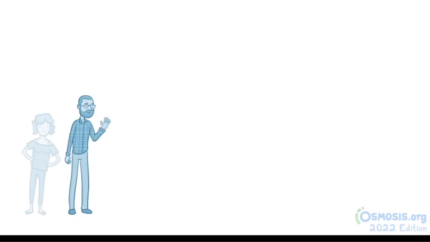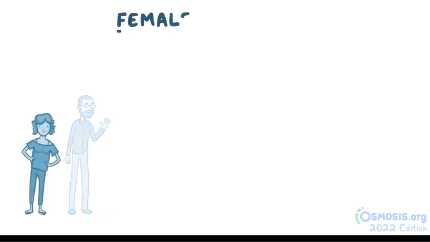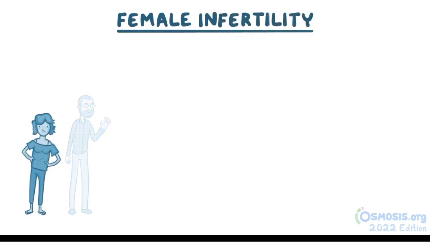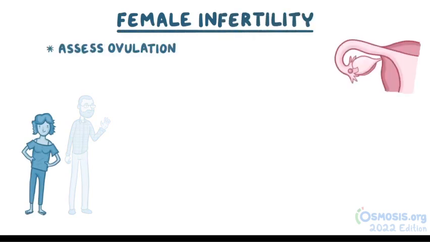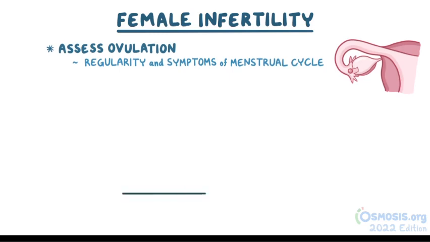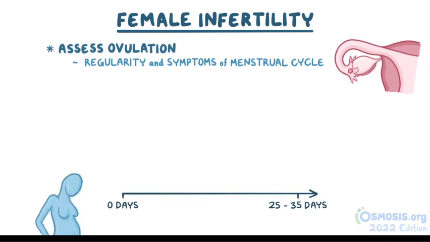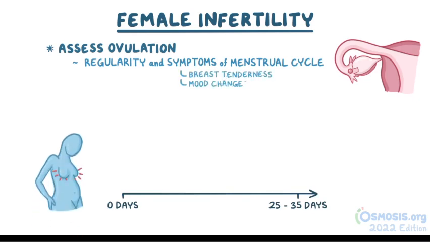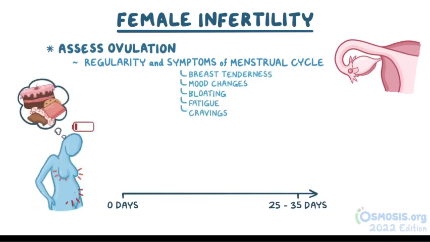Now, remember, there's two sides to the infertility coin, so let's switch gears and look at causes of female infertility. In females, the goal is to assess whether ovulation takes place and whether the female reproductive anatomy allows for conception and pregnancy. Ovulation can be presumed based on the regularity and symptoms of each menstrual cycle. Regular menstrual cycles, repeating at a 25 to 35-day interval, along with premenstrual symptoms like breast tenderness, mood changes, bloating, fatigue, and cravings before the onset of each period, suggest that ovulation is happening.